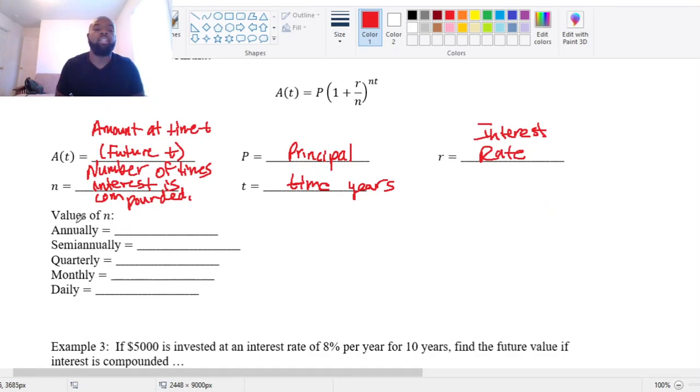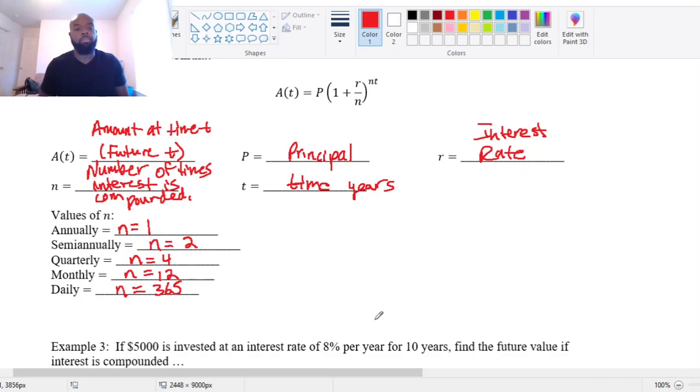There are traditionally different methods or numbers of times that interest is compounded. Annually, that's one time a year, so that means n equals 1. Semi-annually is twice a year, so that means n equals 2. Quarterly is 4 times a year, so that means n equals 4. Monthly, that's every month, 12 months in a year, so that's n equals 12. And daily, that's 365 days. We even use that, I think, on leap years.